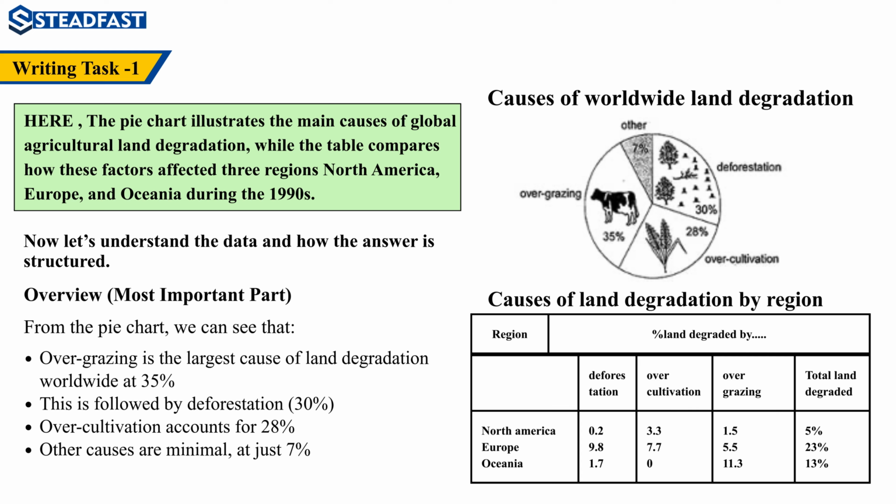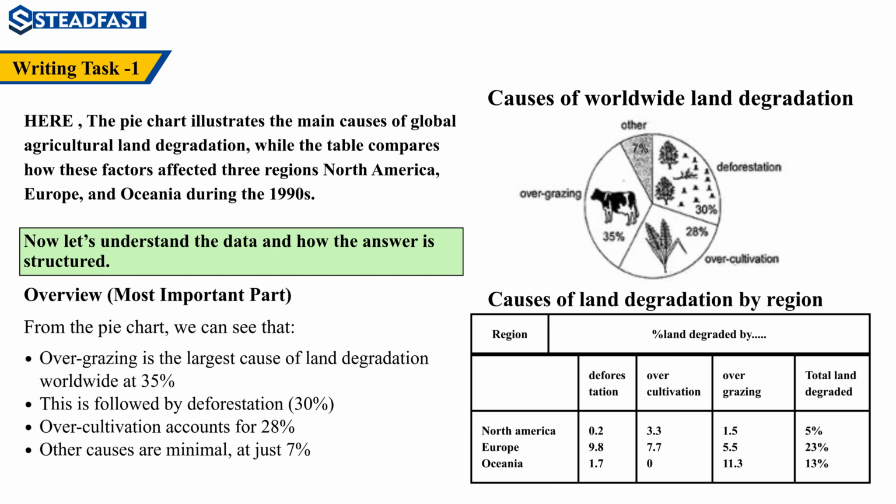Here, the pie chart illustrates the main causes of global agricultural land degradation, while the table compares how these factors affected 3 regions: North America, Europe, and Oceania during the 1990s. Now let's understand the data and how the answer is structured.